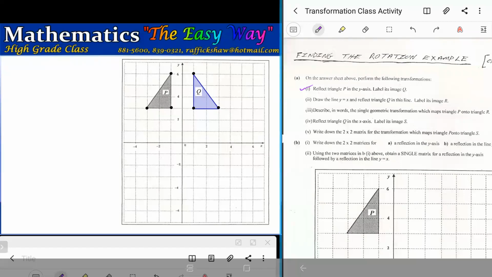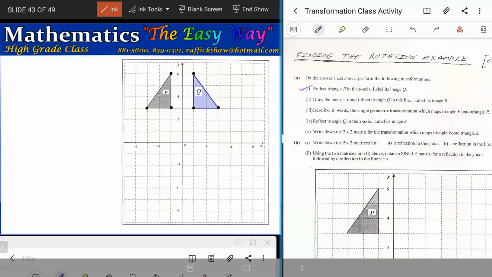Now, I've seen solutions done by even teachers where they just draw the line y equals x. They know the line y equals x slopes up like that, you know. And they just draw something like that. Which is wrong. You cannot just draw something like that. That is wrong. Mathematics is the most exact science.